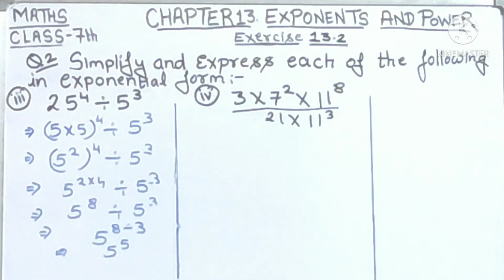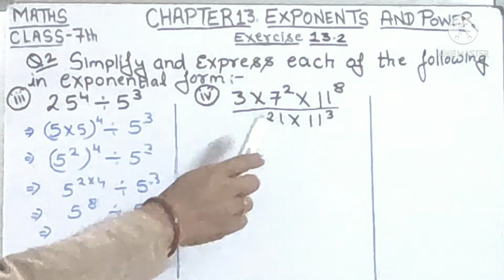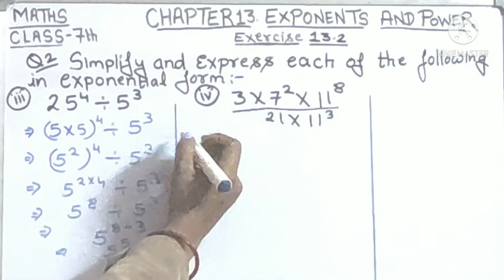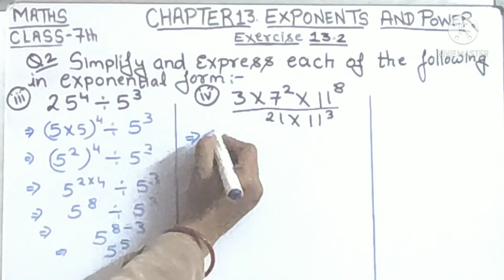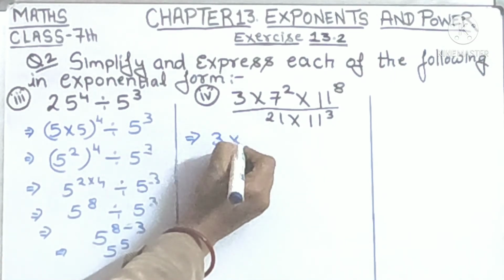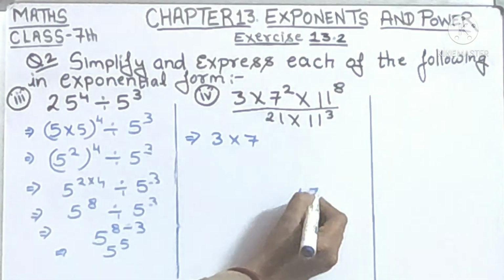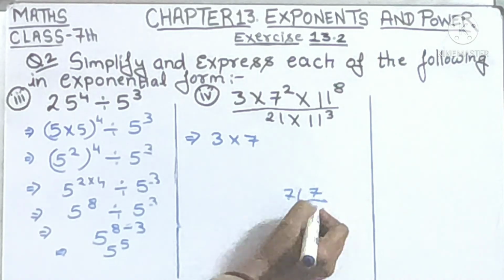Now see the fourth one. 3 into 7^2 into 11^8 upon 21 into 11^3. In the first step, what we have to do: if you can see any bigger number, you can break it down. Can you break 7? No, we cannot break 7, because if we find the LCM of 7, it will be 7 ones are 7.